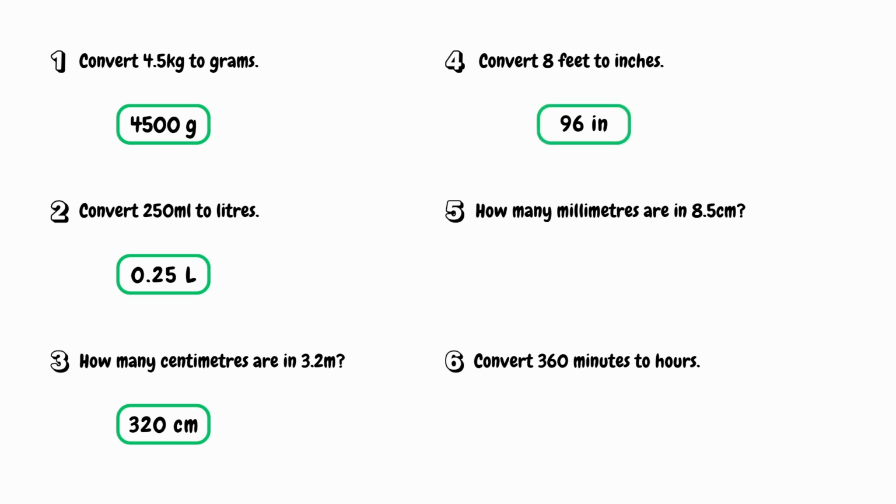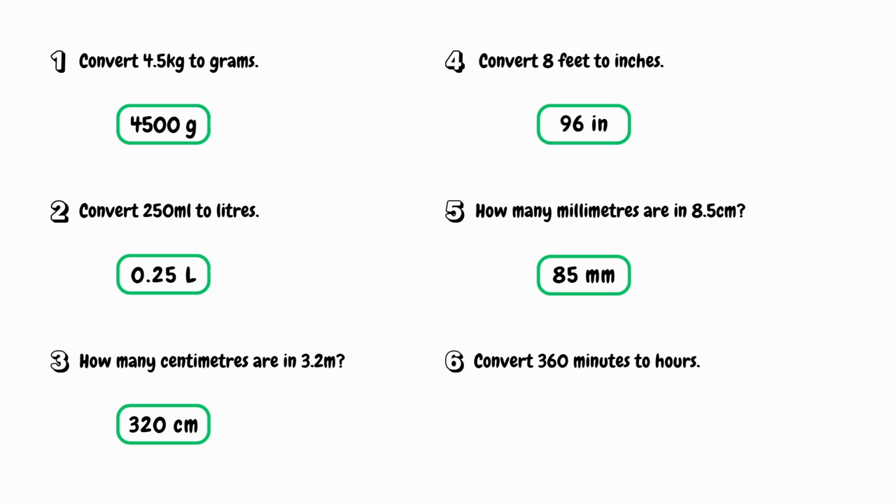Okay, for question 5, we need to figure out how many millimetres there are in 8.5 centimetres. Our two units here are millimetres and centimetres, and our unit conversion is that 1 centimetre is equal to 10 millimetres. Again, we're converting from centimetres to millimetres, so once again we're moving from left to right. So we're multiplying by our value on the right, which is 10. So 8.5 centimetres, if we multiply that by 10, gives us 85. So 8.5 centimetres is equal to 85 millimetres.